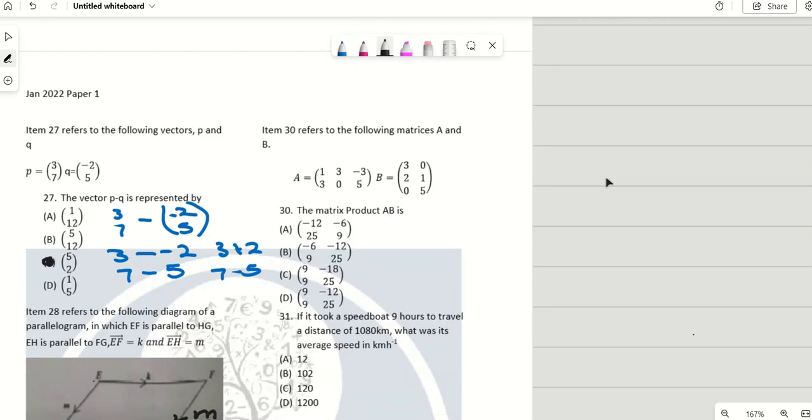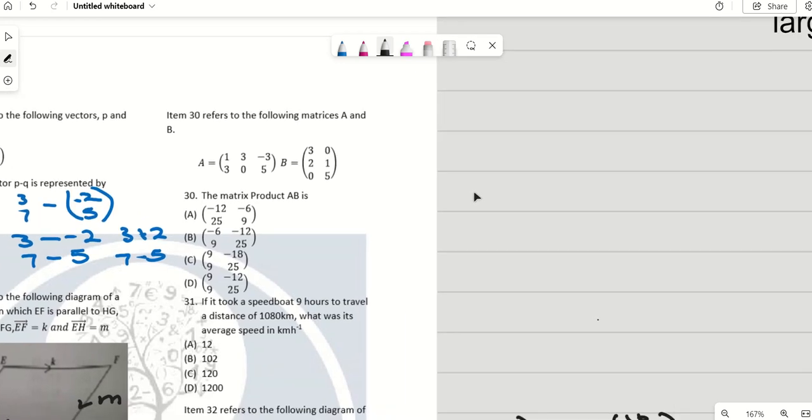Item 30 refers to the following matrices A and B. The product matrix AB. Oh, they asked you to multiply. All right. Let's look at this. So first off, let's see if it can multiply. This is 2 rows by 3 columns and 3 rows by 2 columns.